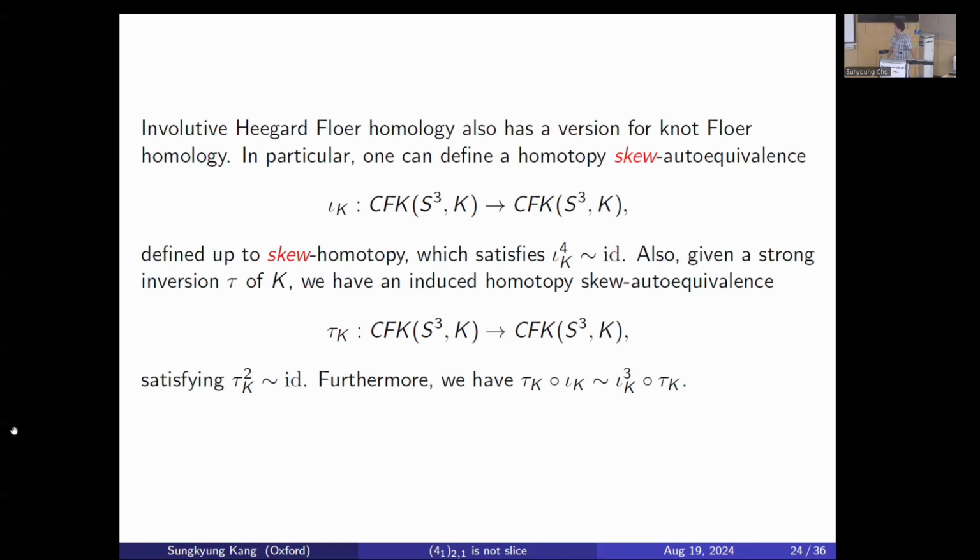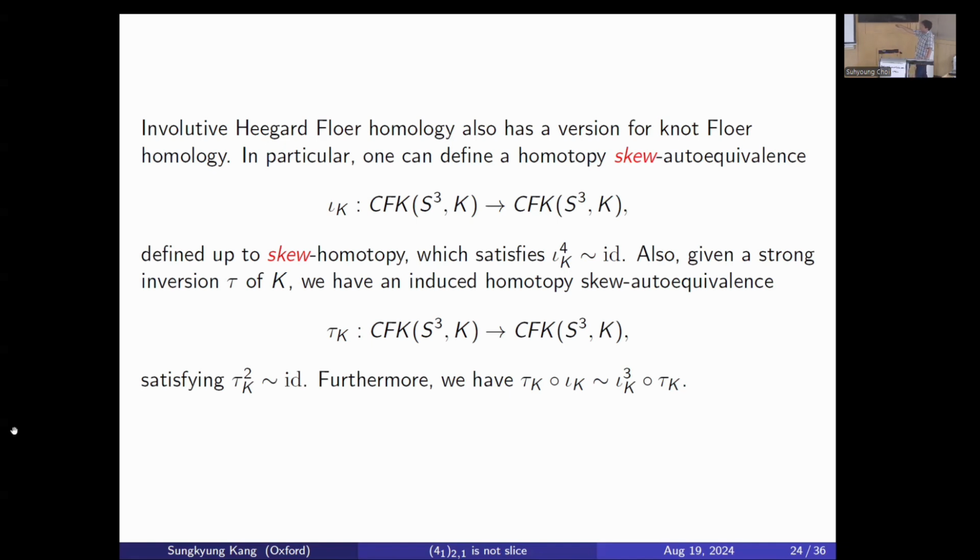It's non-trivial. Due to the formula of Ian Zemke, up to homotopy it is given by 1 plus phi psi, where phi and psi are basepoint actions. But well, anyway, in general, it's not order 2. In general, it's order 4.